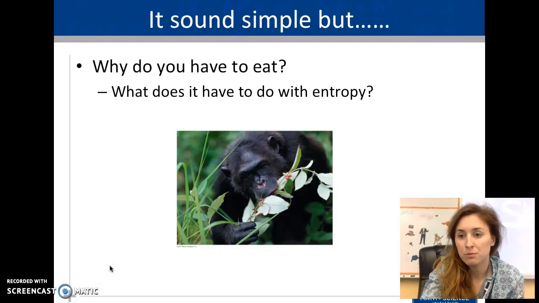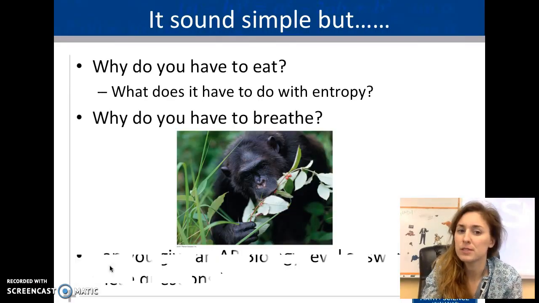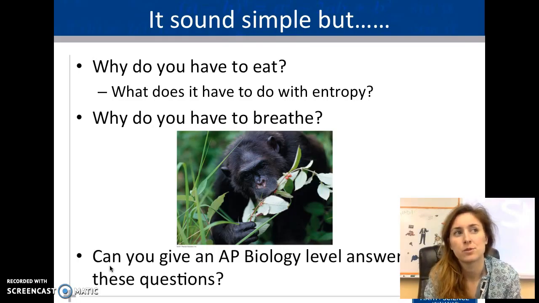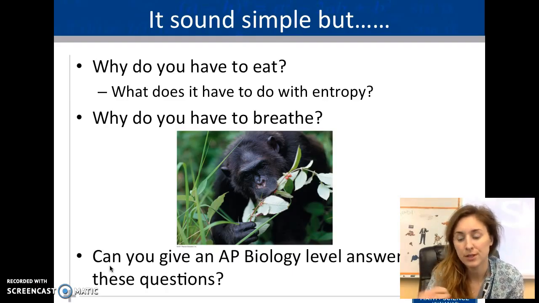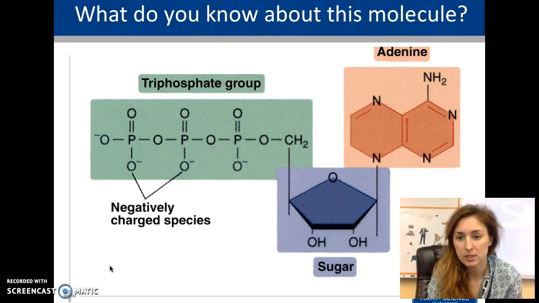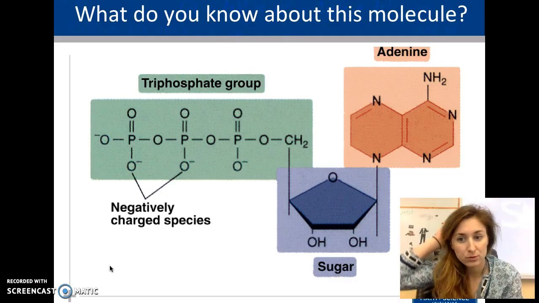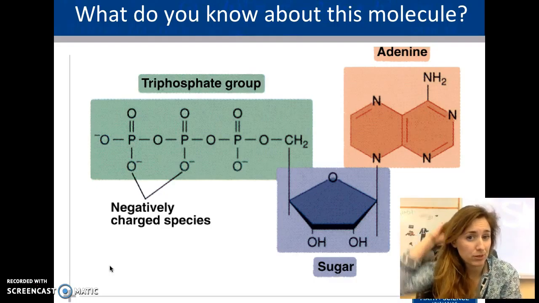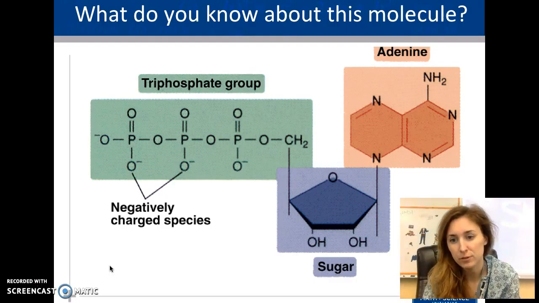So, respiration is actually a little bit more simple than photosynthesis. You have to breathe and eat to create energy for your body. Specifically, the energy is going to be ATP, and this is actually what it looks like. Adenosine triphosphate. It's an adenine group, it's a sugar, and it has three phosphate, or a triphosphate, group.